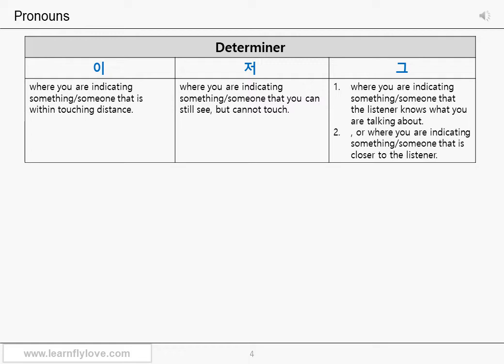이, 저, and 그. In English, there are only two determiners, this and that. But we have three determiners in Korean. 이, 저, and 그. You don't need to know the term, but they are something called determiners, used to indicate something or someone. They are usually not used alone, but are used with a noun. 이 plus noun, 저 plus noun, and 그 plus noun.